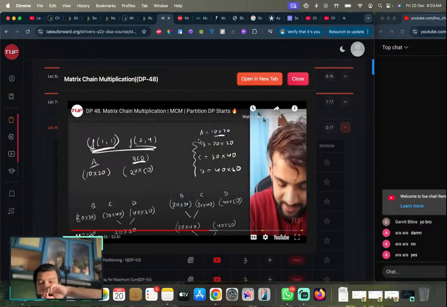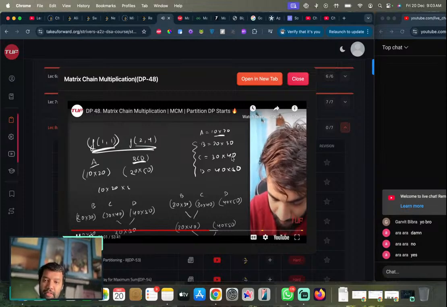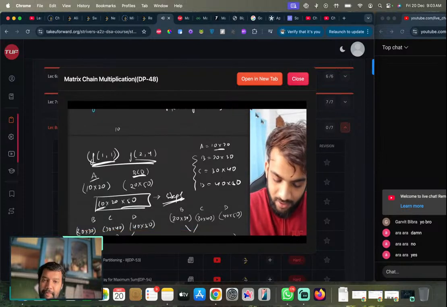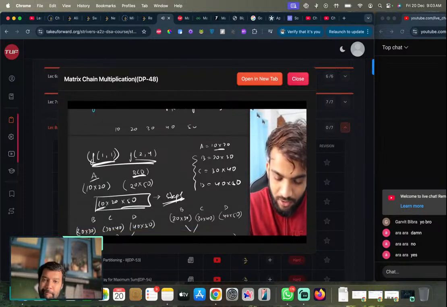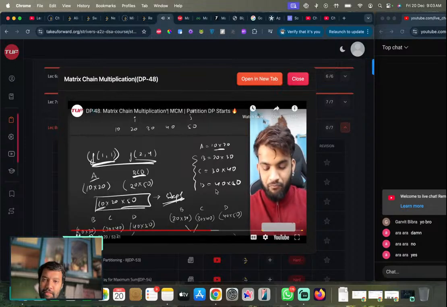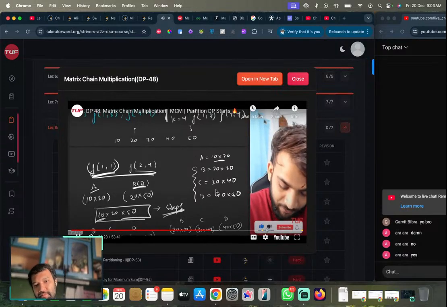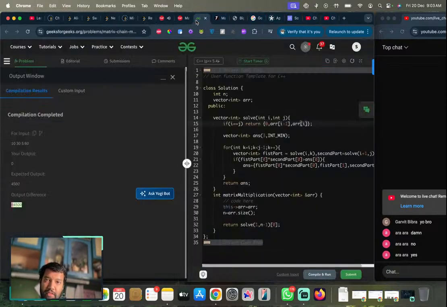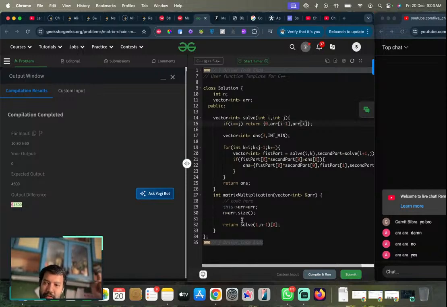To multiply them, can I say the number of operations will be 10 cross 20 cross 50? Where is 10 actually? If you remember well, 10, 20, 30, 40, 50, I was here, J was here, and K would be probably here for this case, right? Where is 10? Let's just see. Am I returning the correct things? I don't think I'm returning the correct.